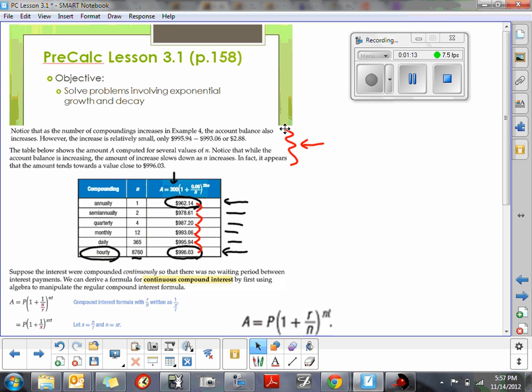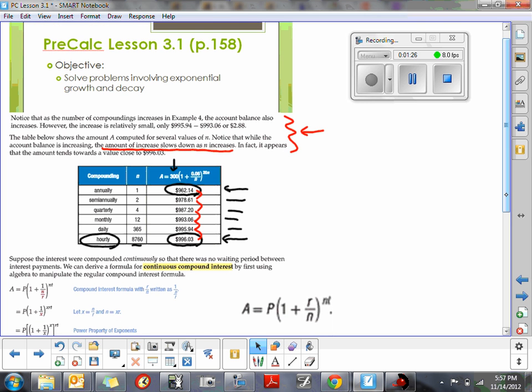So one of the things they're talking about is that it does increase, but the amount of increase slows down as the number of compounding periods increases. So it doesn't just keep ballooning faster and faster and faster. The growth rate is a little bit slower and slower as we do that.